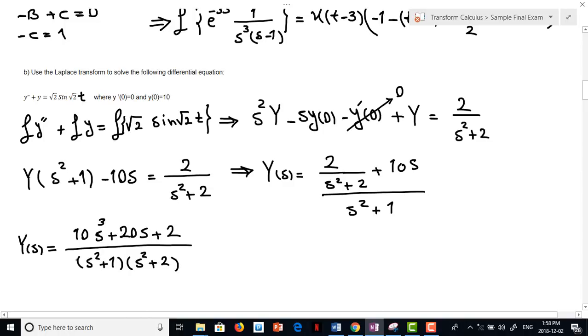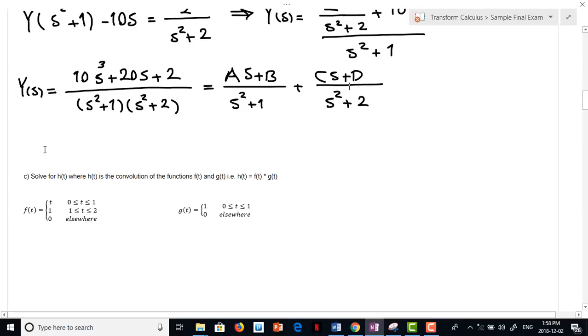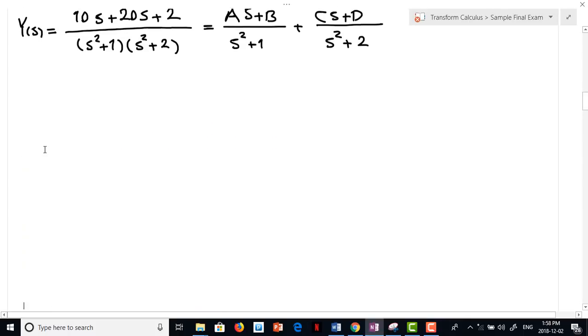So we want to find the Laplace inverse of this function. In order to find it, we have to use partial fraction decomposition. In the denominator, we have s squared plus 1 and s squared plus 2. As a result, here I have s squared plus 1, and here we have s squared plus 2. In the numerator, we have as plus b, and here we have cs plus d. We have to find a, b, c, and d.